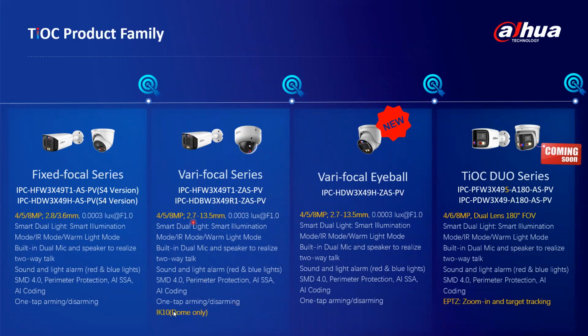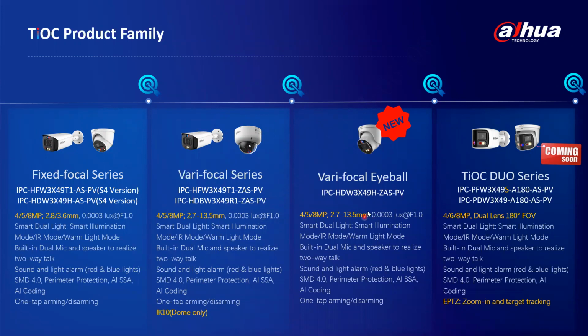So in this case, then again, in terms of protection, the product is highly protected against shock and impact. And this is only for the domes, not for the bullets. So the domes support the IK10. That's the protection against impact to a certain height. Then we have the new product that is the varifocal eyeball. So what we had here before is basically a fixed focal, bullet, and eyeball. Varifocal, we have bullet and the domes, but now we have a new product for the varifocal, that is the eyeball.